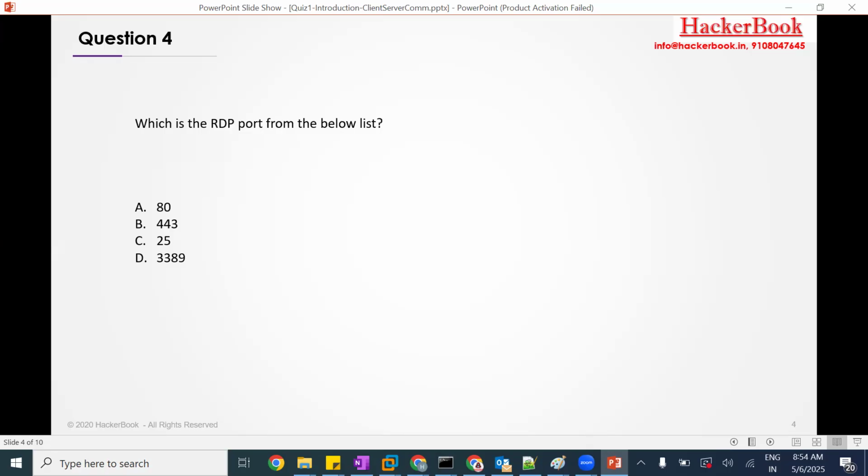80 is HTTP, 443 is HTTPS, 25 is SMTP. So the only option left is 3389. That is the correct answer.